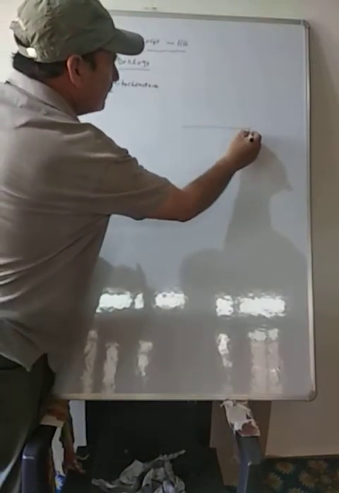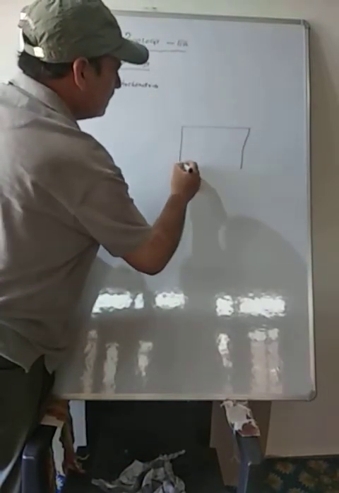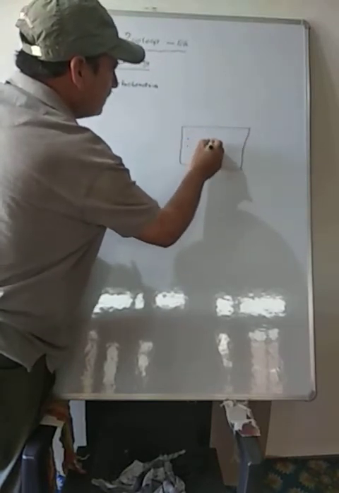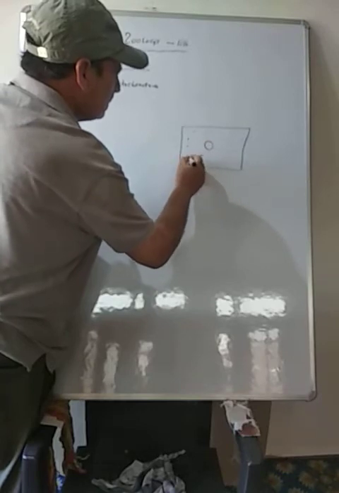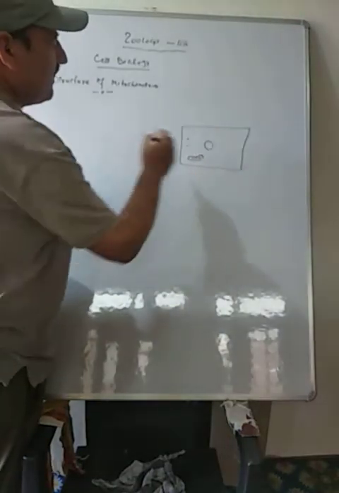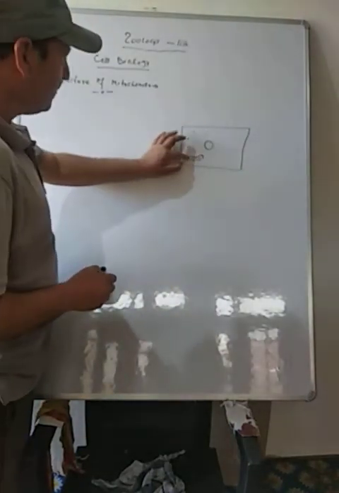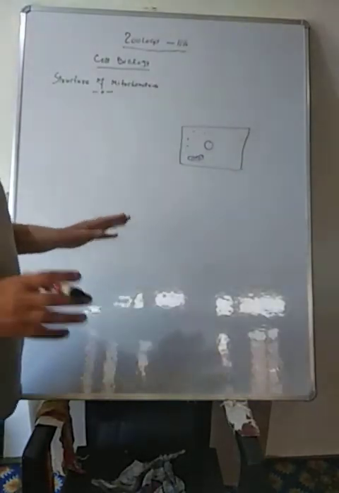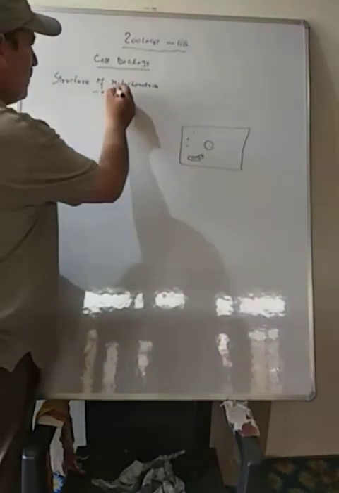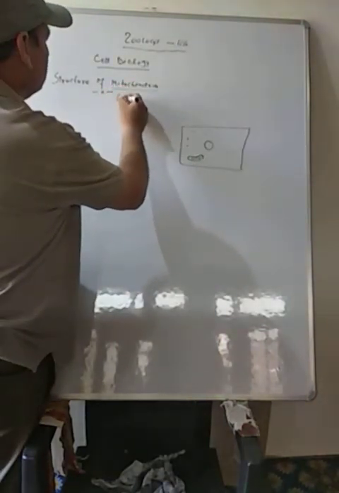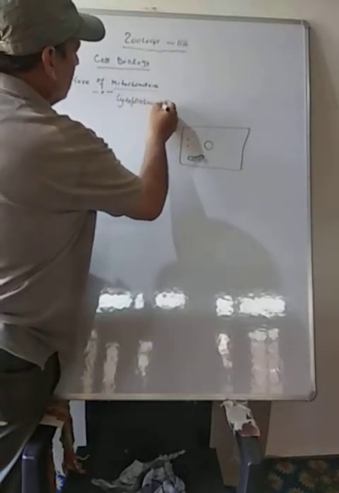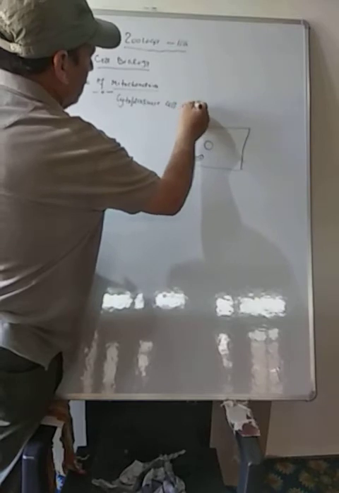Mitochondria are present in the cytoplasm of eukaryotic cells. This is the mitochondria, this is the nucleus, and this is a cell. It is present in the cytoplasm of eukaryotic cells. In prokaryotic cells, mitochondria are absent. So these are also called cytoplasmic cell organelles.